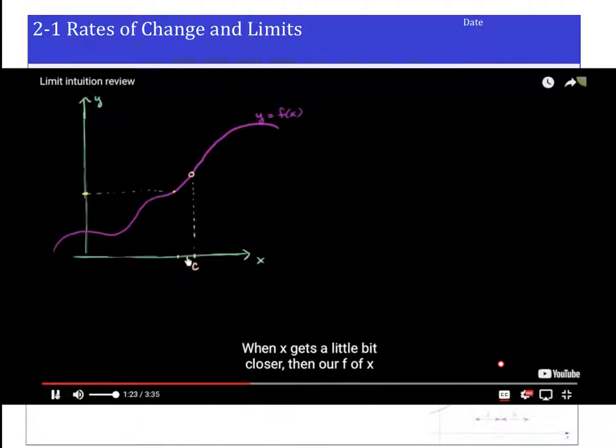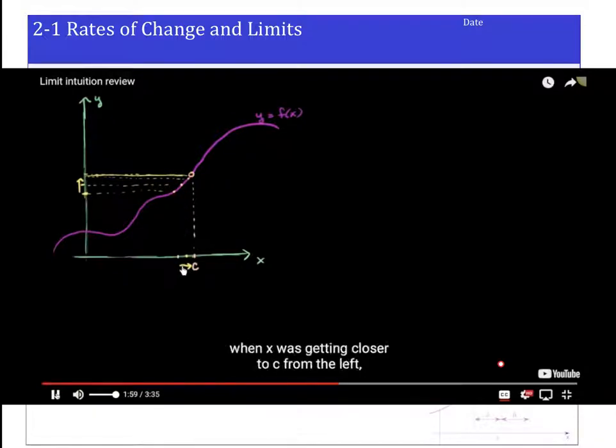When x gets a little bit closer, then our f of x is right over there. When x gets even closer, maybe really almost at c but not quite at c, then our f of x is right over here. And the way we see it, as x gets closer and closer to c, it looks like our f of x is getting closer and closer to some value, right over there. I'll even draw it with a more solid line.